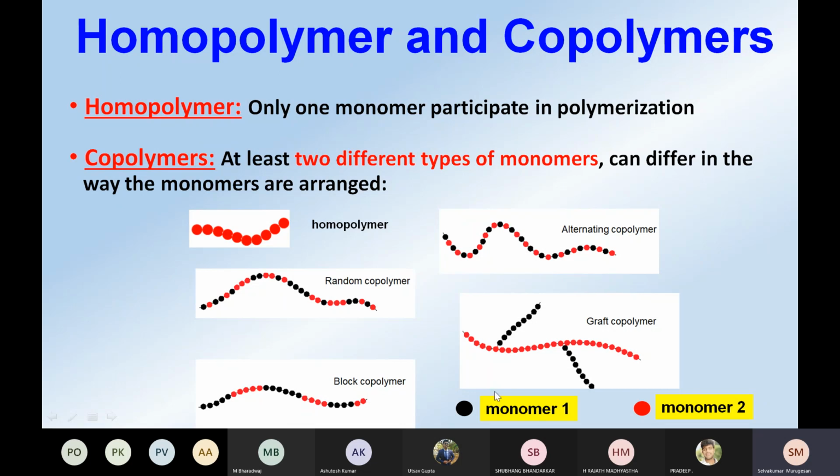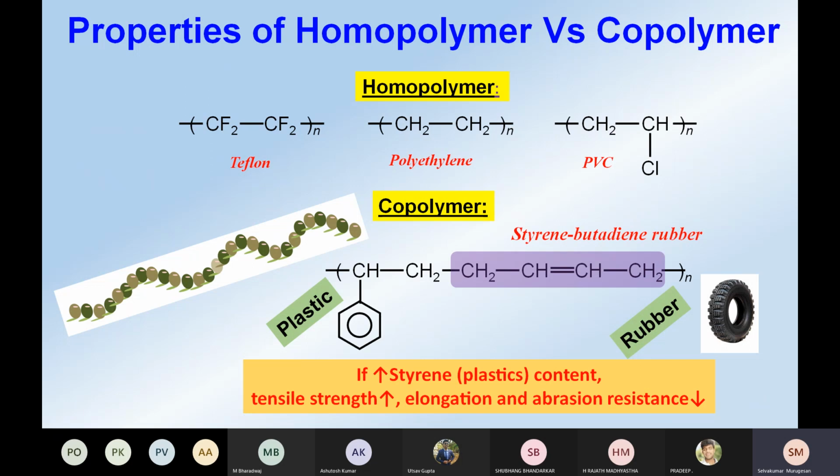Say, for example, block copolymers and graft copolymers are used in the drug delivery sector, and random copolymers or alternating copolymers are widely used where mechanical properties, where your strength and modulus, are a major concern. So likewise, copolymers have been categorized into different types. One of the examples we'll see now is the difference between the homopolymer and copolymer, and how the properties are varied.